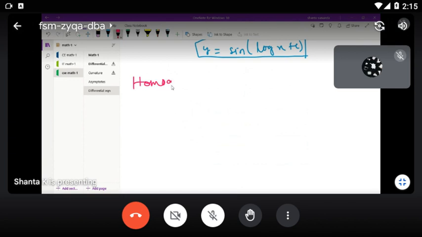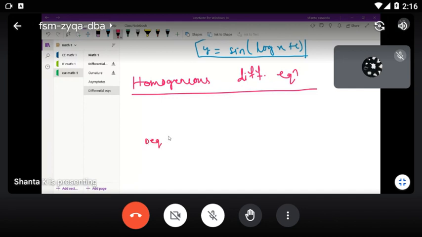Okay, next we come to homogeneous differential equations. The degree of the whole equation is the same: the degree of all the terms is the same.